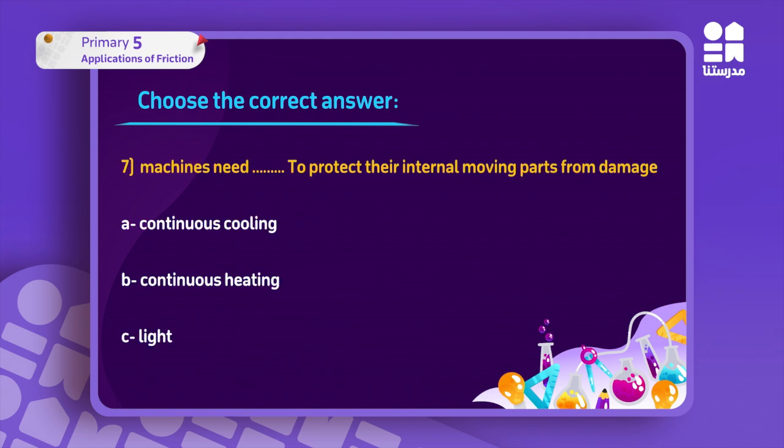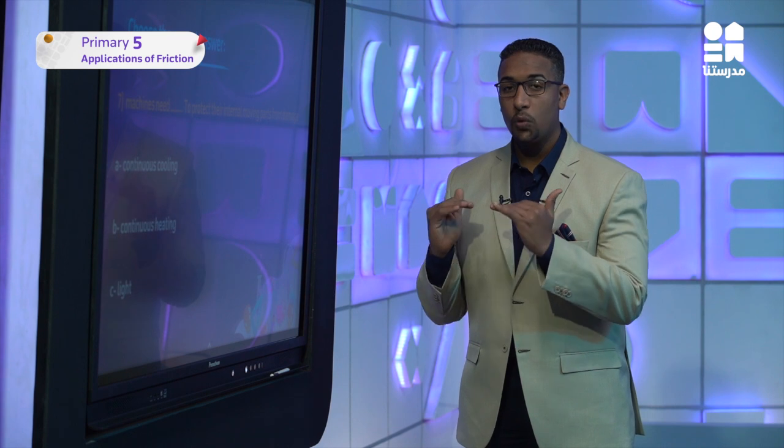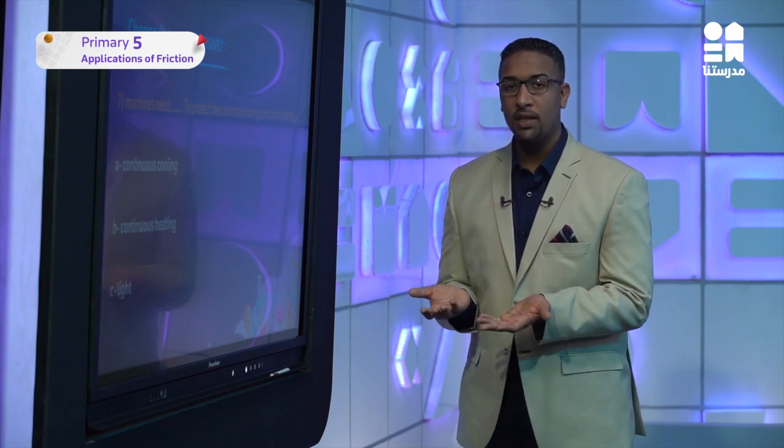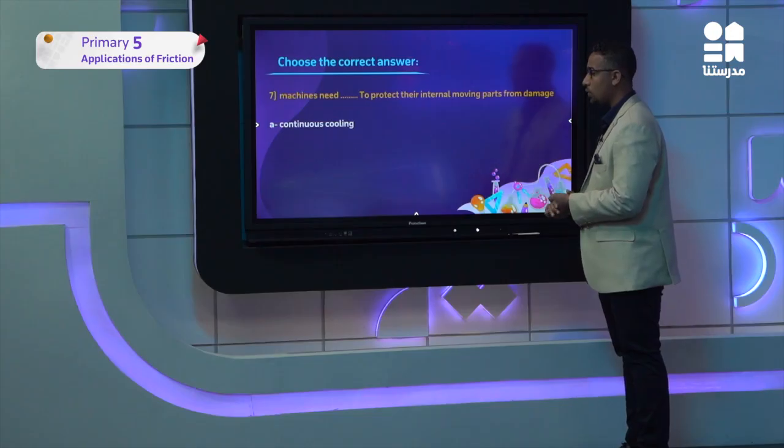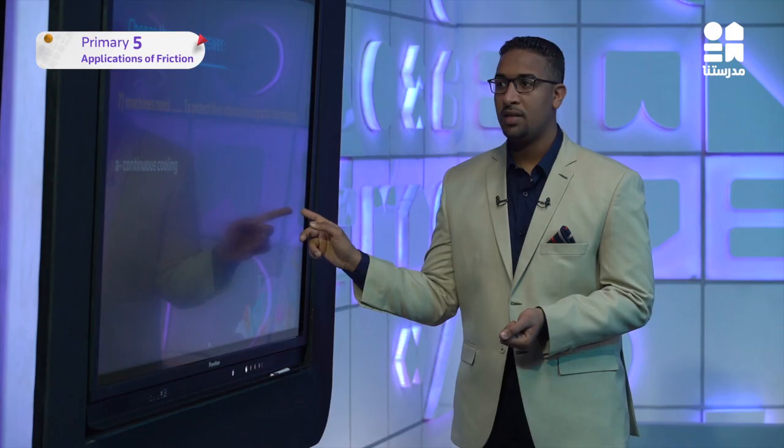Number 7, machines need to protect their internal moving parts from damage. Need what? Continuous cooling, continuous heating, or light? Yeah, we need to cool the machine because friction causes or generates heat. بيولد حرارة. احنا عاوزين نبرد. يبقى need continuous cooling. So that's it for these questions, and let's review what we studied in this lesson.